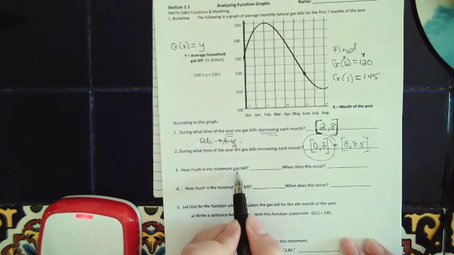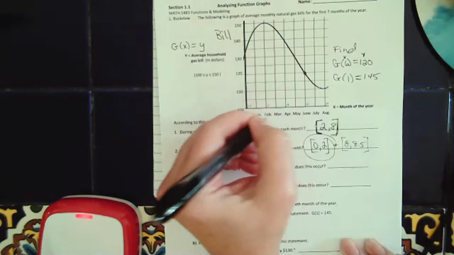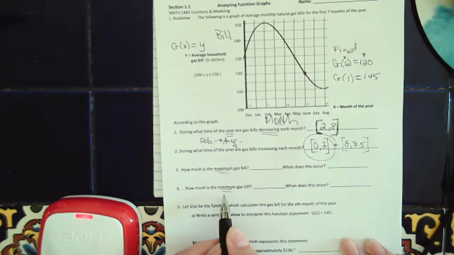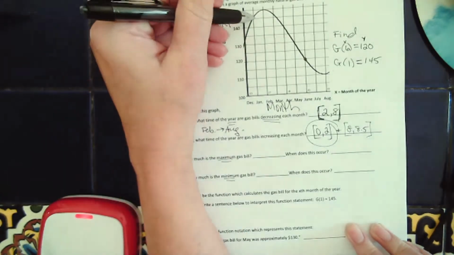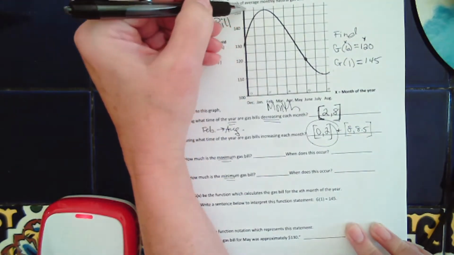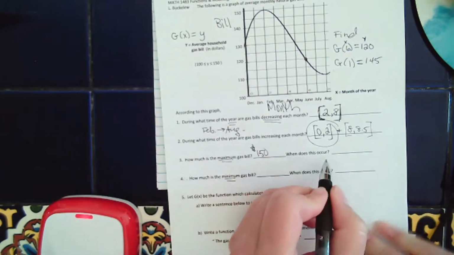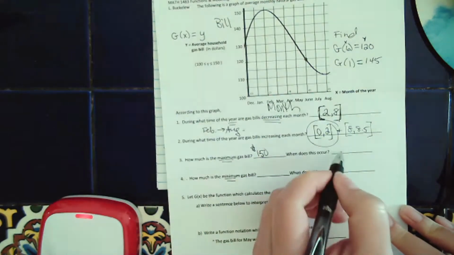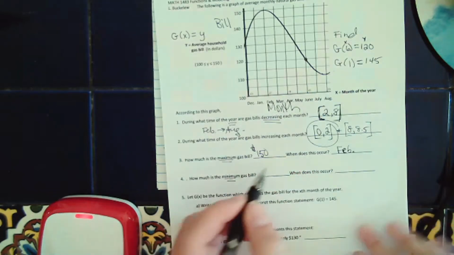All right, how much is the maximum gas bill? Now, we talked about the outputs representing the bill and the inputs representing the month. So when we're talking about a maximum or a minimum function value, again, we're talking about y values. So we're going to find where is the highest y value. That's this right up here. We were talking about this February month. So how much is that bill? That would be reading off the y value, 150. When does this occur? Now this, we actually want to use the context. So we're going to say month 2, but we're going to say February. Because it doesn't say for what x value, it says when does it occur.